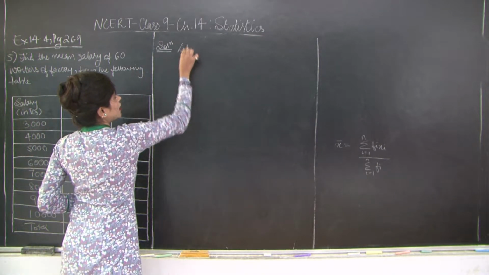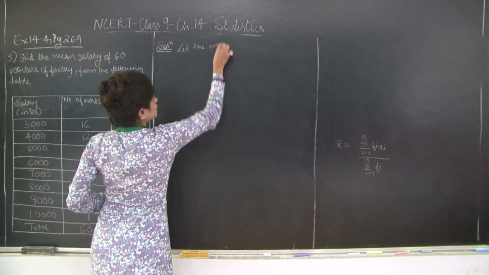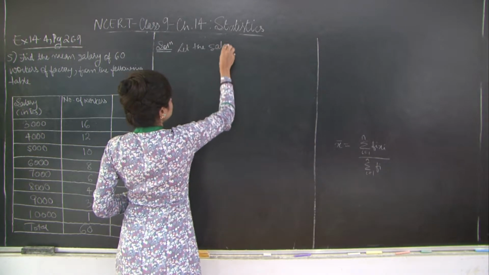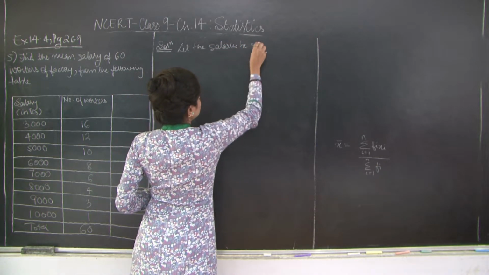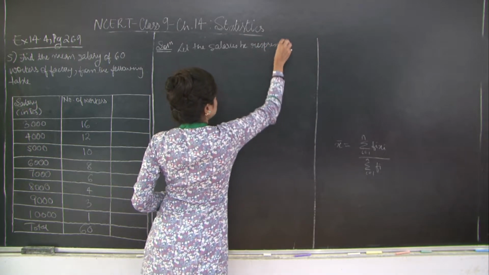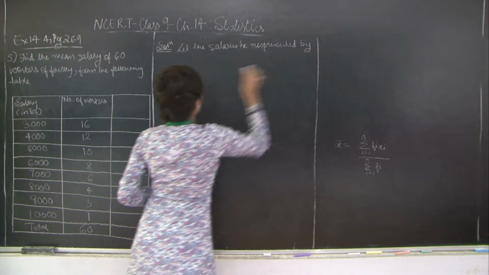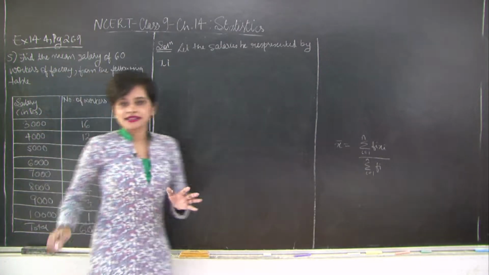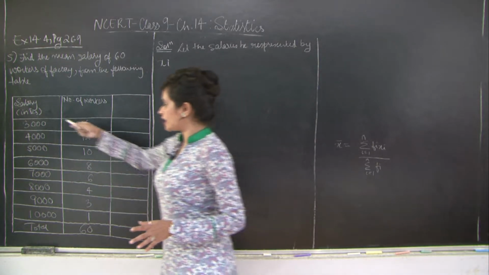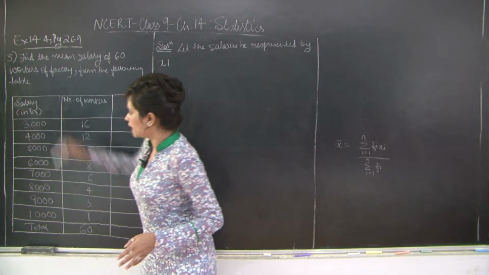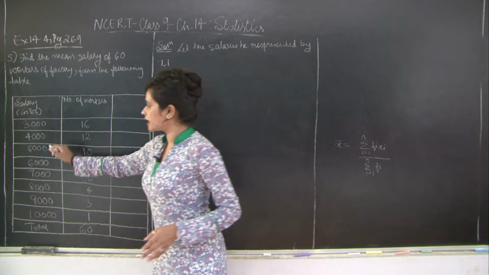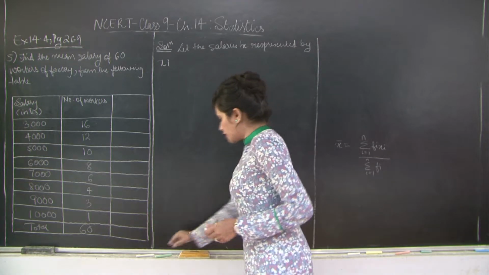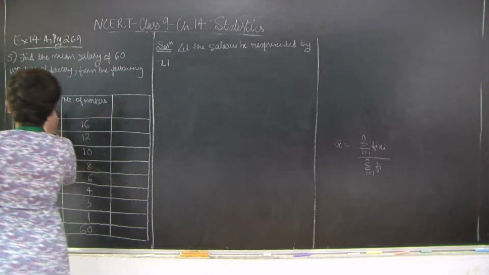I'll say let the salaries be represented by xi, right? So now we have how many rows of salary? We have 8 rows of salary. So x1 will be 3,000, x2 will be 4,000, x3 will be 5,000, x4 will be 6,000, and so on. So what I'm going to do is I'm just going to add xi out here.